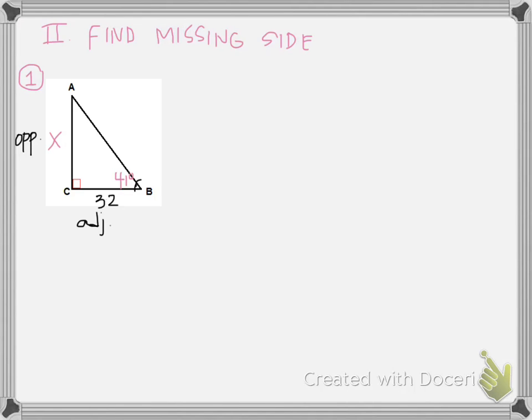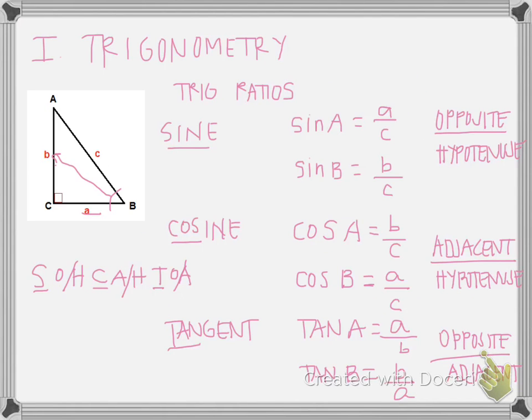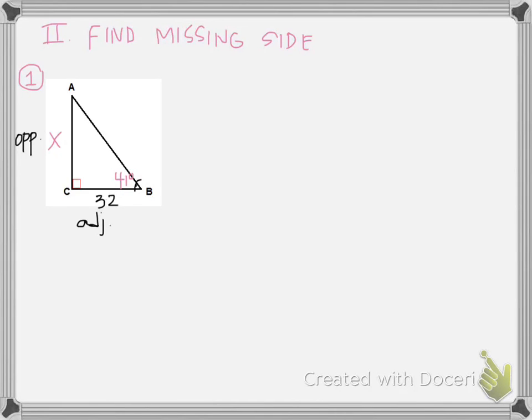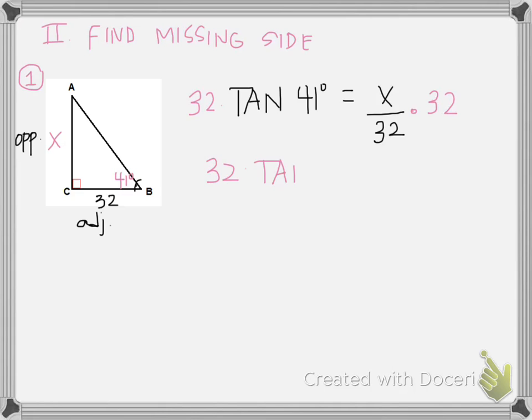So what is that trig ratio that deals with opposite sides and adjacent sides? That is going to be your tangent. So you can say the tangent of your angle B, and angle B is equal to 41 degrees, is equal to the opposite side, which is your x, over your adjacent side, which is 32. So you'll solve for x by multiplying both sides by 32. So you'll say 32 times tangent of 41.